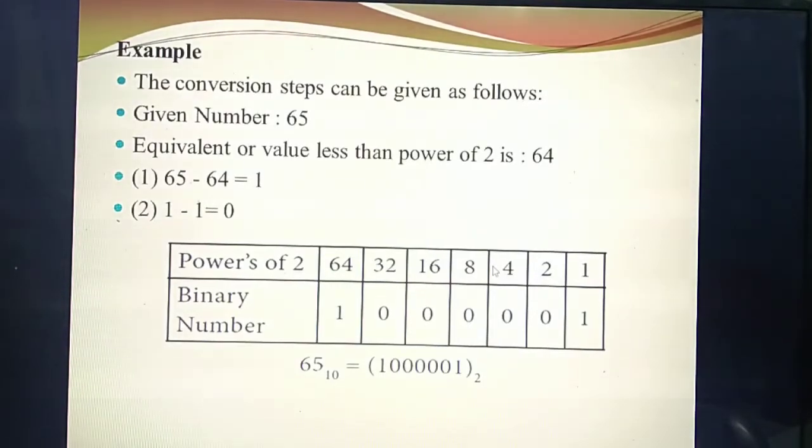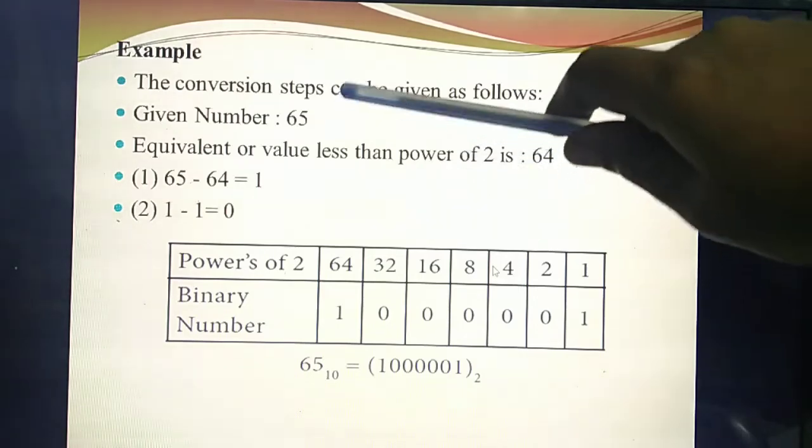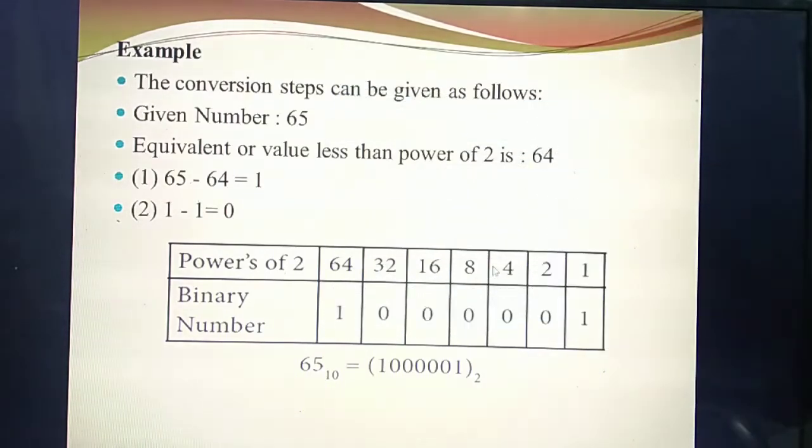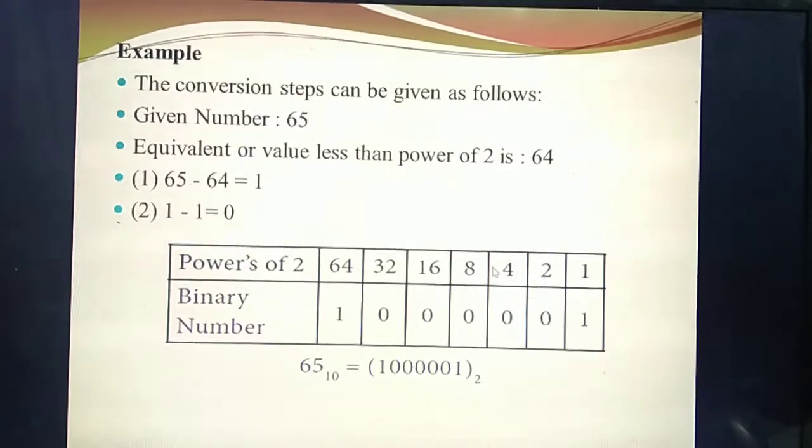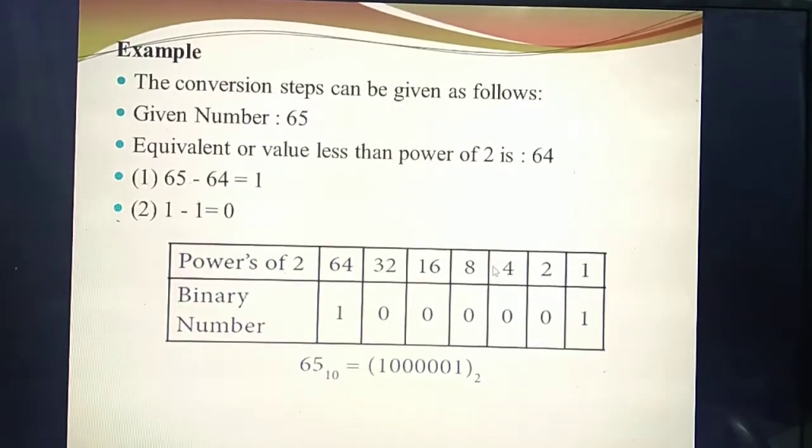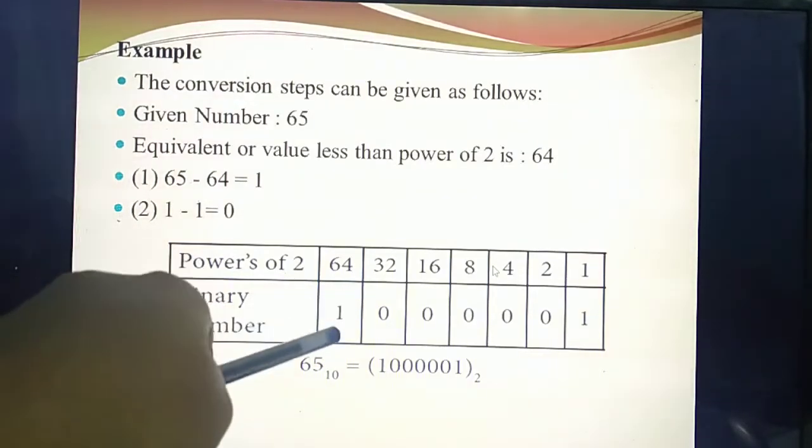Understand what the nearest value is? 64. Which is the nearest value? In that place you should put 1. What's the meaning? Now the value is 64. The place where you are marking a 1, that place you will assign its value. So in this place you assign the value as 1.